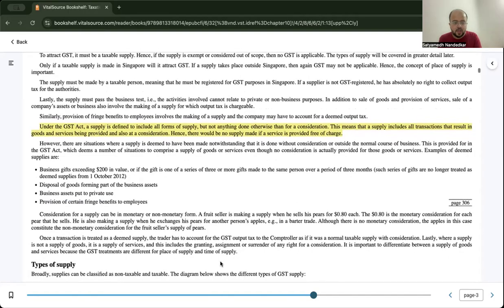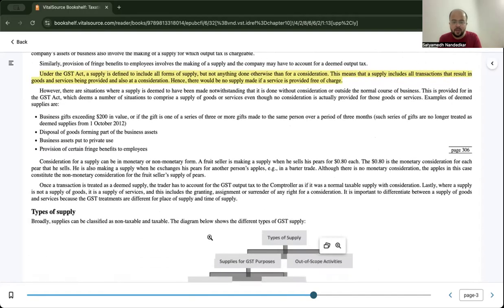However, there are situations where a supply is deemed to have been made, notwithstanding that it is done without consideration or outside the normal course of business. This is provided for in the GST Act, which deems a number of situations to comprise a supply of goods or services, though no consideration is actually provided. Now, what are those circumstances where a transaction will be deemed to be supply even though there is no consideration in exchange?